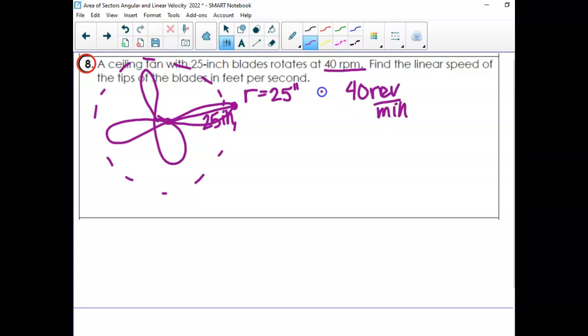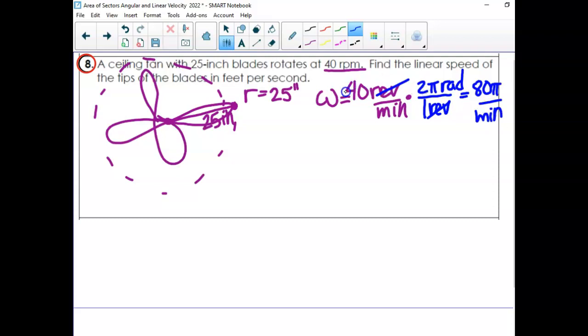I'm going to write it that way because I want to change it into an angular velocity. Anybody know what we can do to change it into an angular velocity? Only have one step. It's got to be in radians, right? So 1 revolution is 2 pi radians. So the angular speed that I have right now is 80 pi radians per minute.